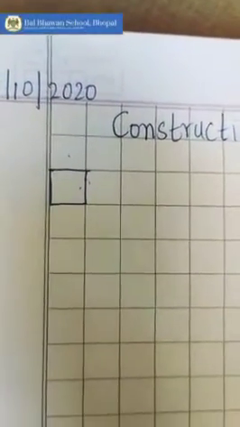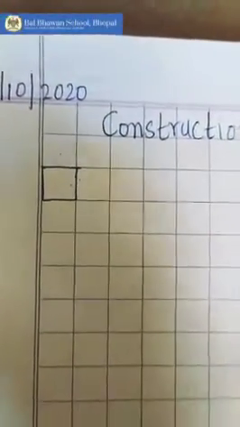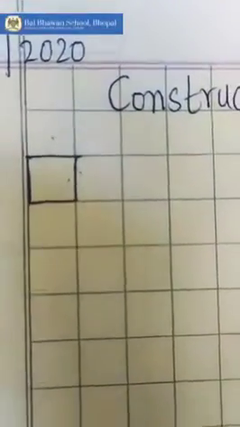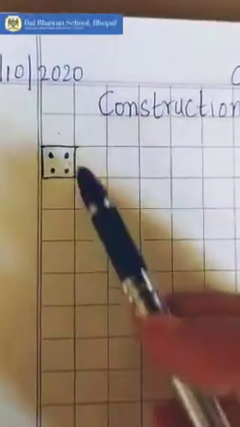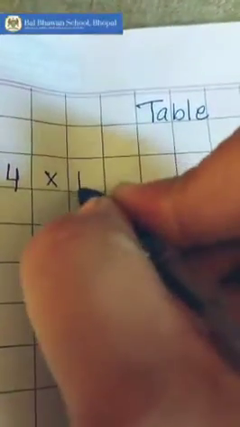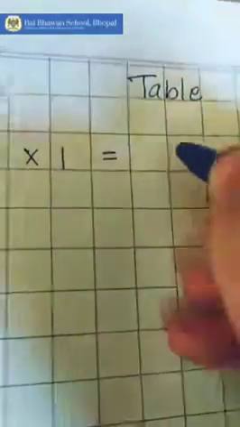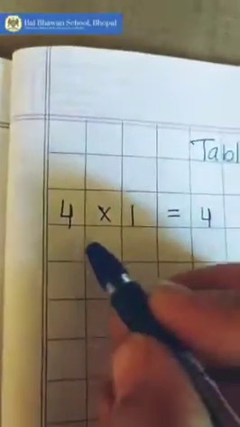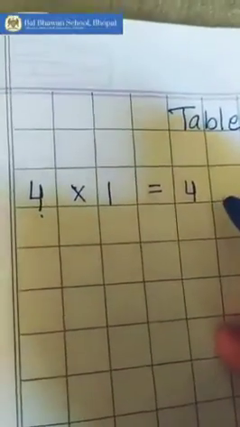And what is our special number, children? Yes, 4. So we are going to draw 4 dots in the square. Like this, you have to draw the 4 dots and you have to write 4 here. Now follow the line, and here we have taken 4 dots in one box are 4. So 4 ones are 4.